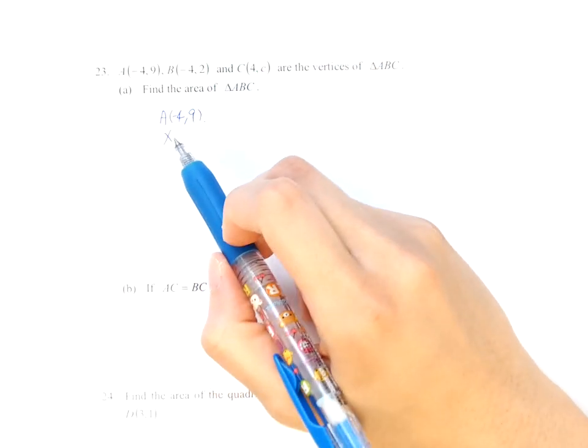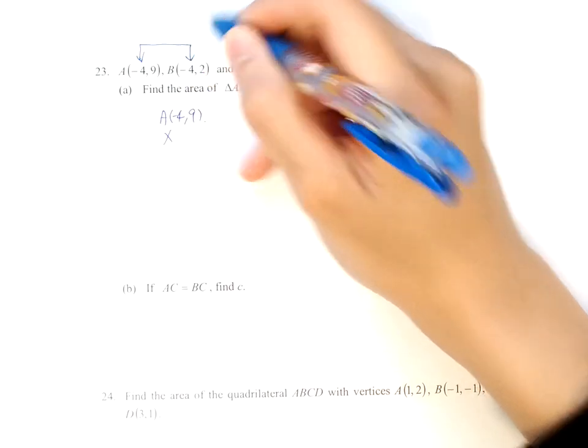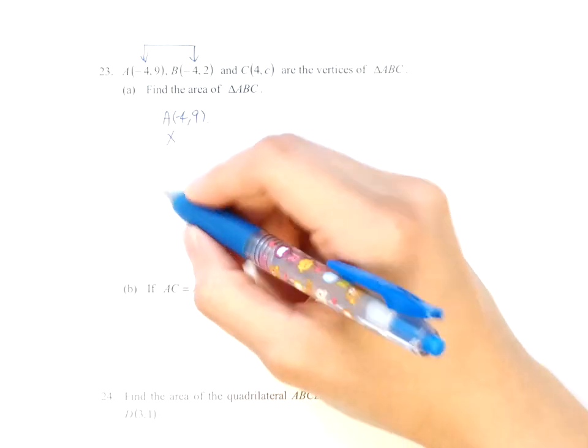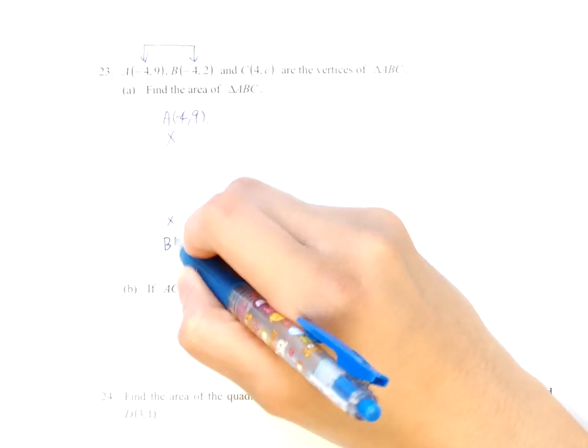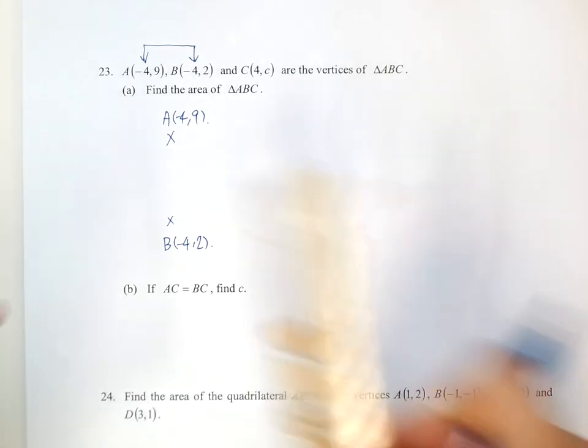Okay, let's go through it quickly. Because the x coordinates of A and B are equal, they should be on the same vertical line. So somewhere here. Okay, AB.